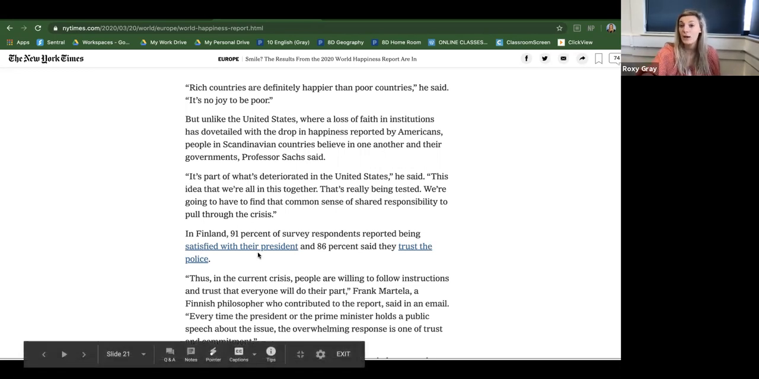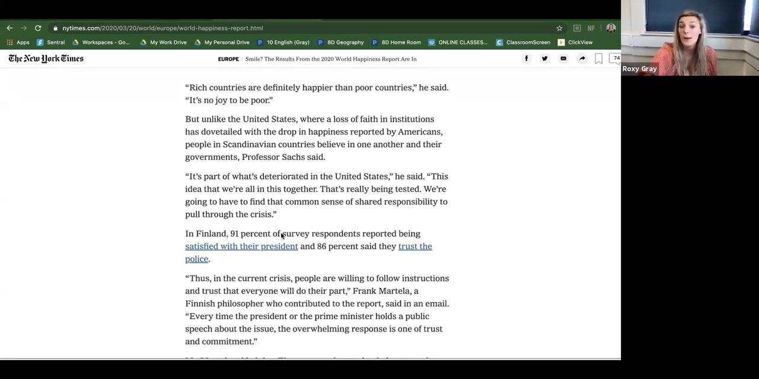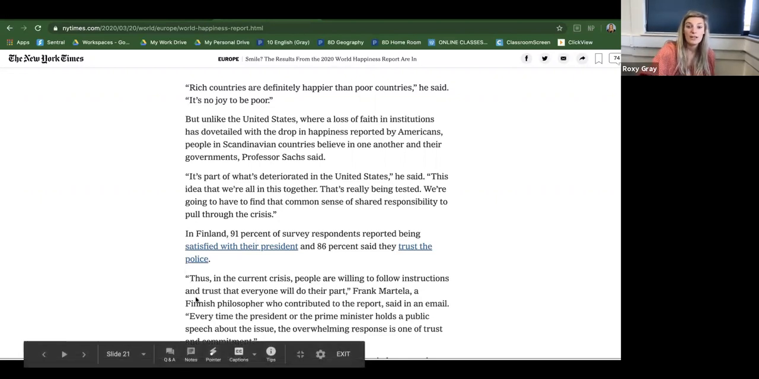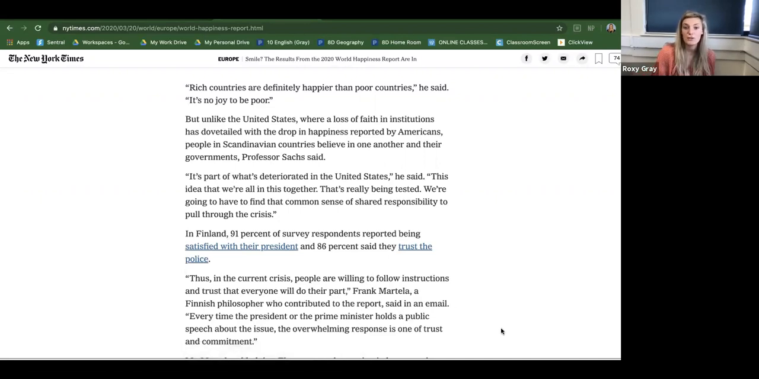And that's certainly how people in Finland seem to be feeling. So it says in Finland, 91% of the survey responders reported being satisfied with their president. It's a big one. And 86% said that they trust the police. And so here we go. Frank Martela, a Finnish philosopher who contributed to the report, said every time the president or the prime minister holds a public speech about the issue, the overwhelming response is one of trust and commitment.